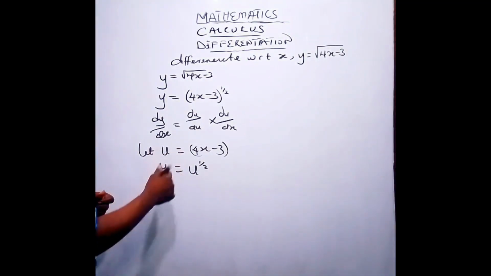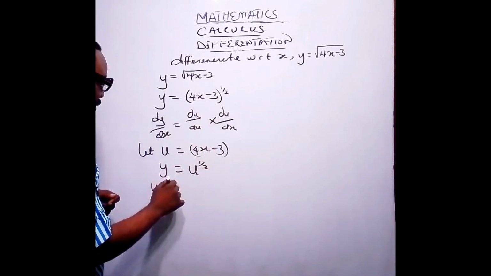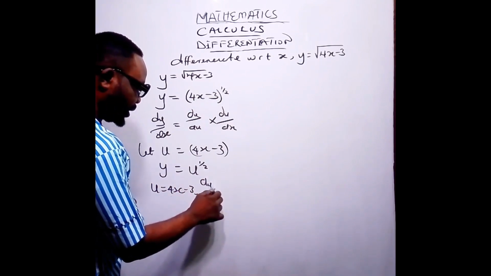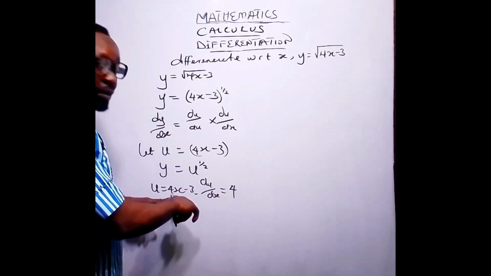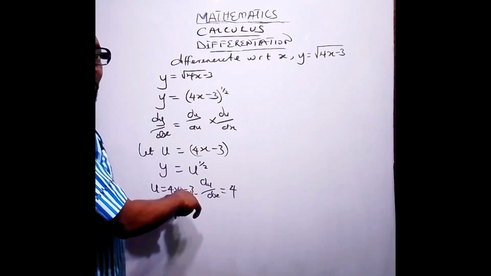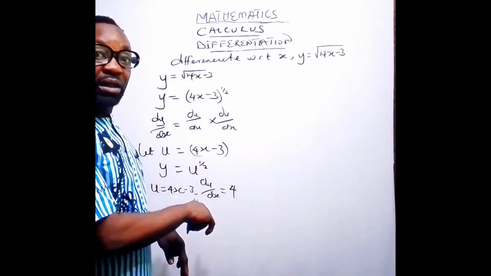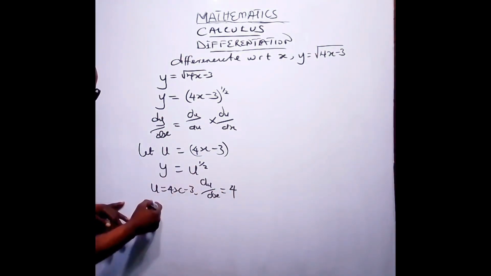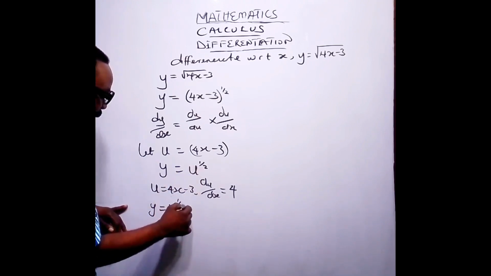Very good. Now, since u is equal to 4x minus 3, my du/dx, I'm going to differentiate this, is equal to what? 4. It's this one you are going to differentiate alone, because this one does not have a variable x, and you know it's a constant, and differentiation of a constant is 0. So I go ahead to differentiate my y. My y has been gotten to be u raised to the power of what? Half.